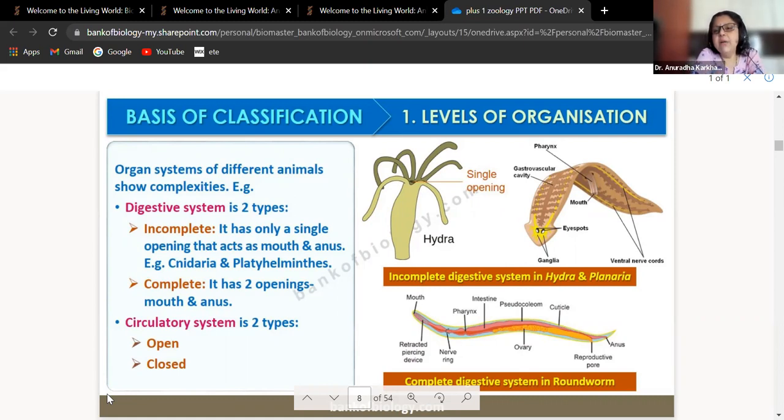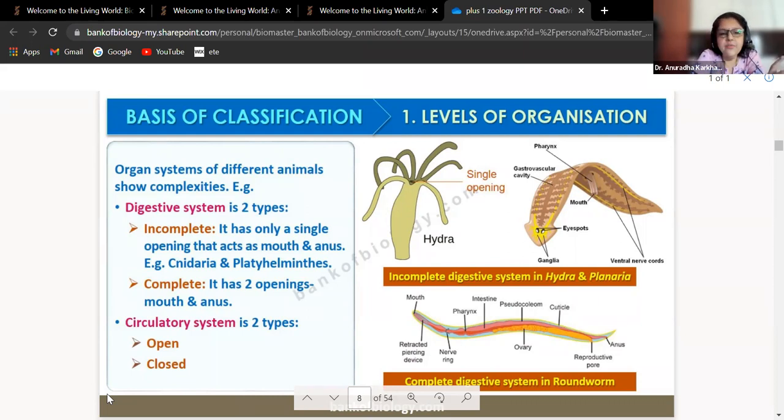So incomplete digestive system mein kya hota hai? It has only a single opening that acts as mouth as well as anus. So ek hi opening hai, mouth bhi wahi hai aur anus bhi wahi hai. So example is cnidaria and platyhelminthes. Cnidaria दिया है बेटा, porifera नहीं दिया है, because porifera जो होता है उनमें cell aggregates है, tissue level, organ level कुछ नहीं है. Okay, complete, it has got two openings, mouth and anus.